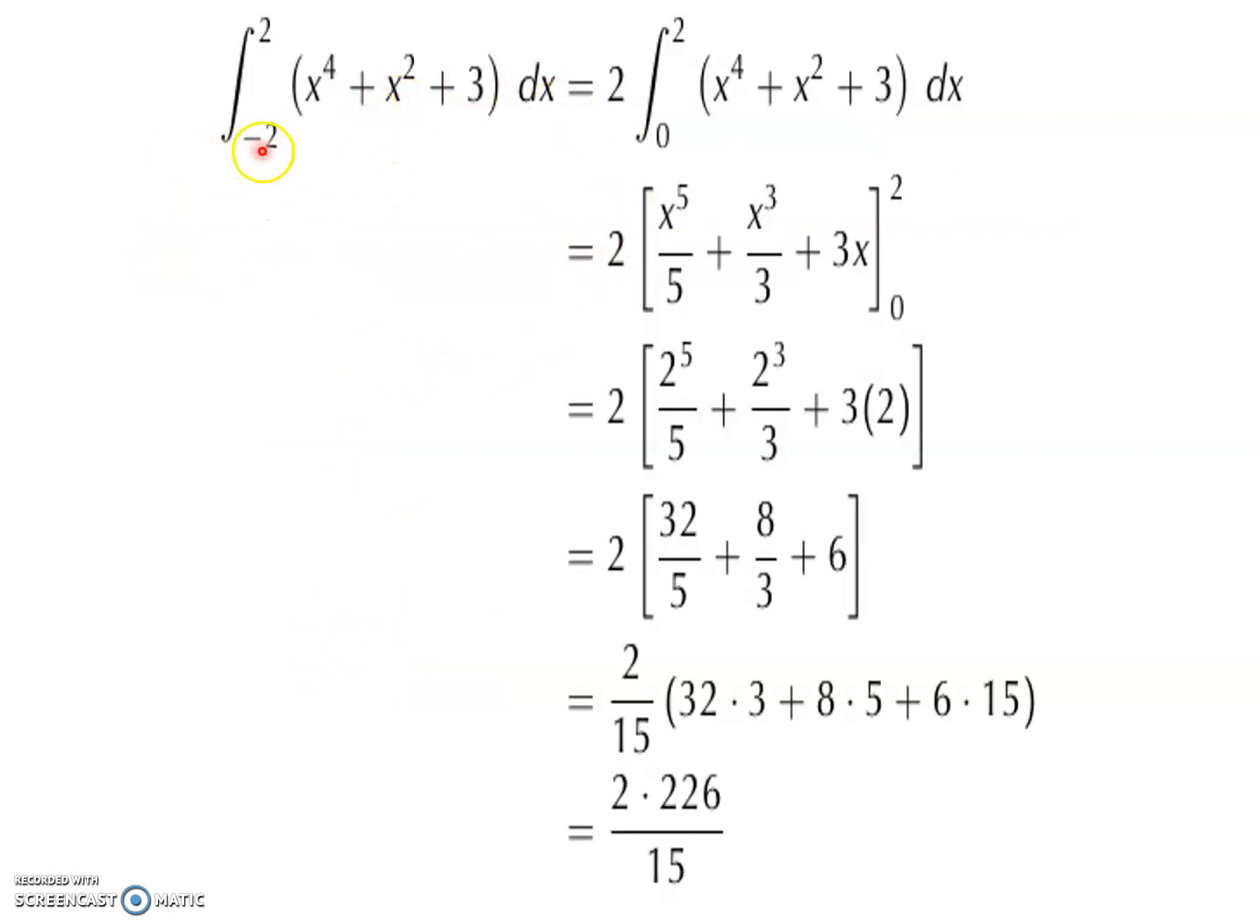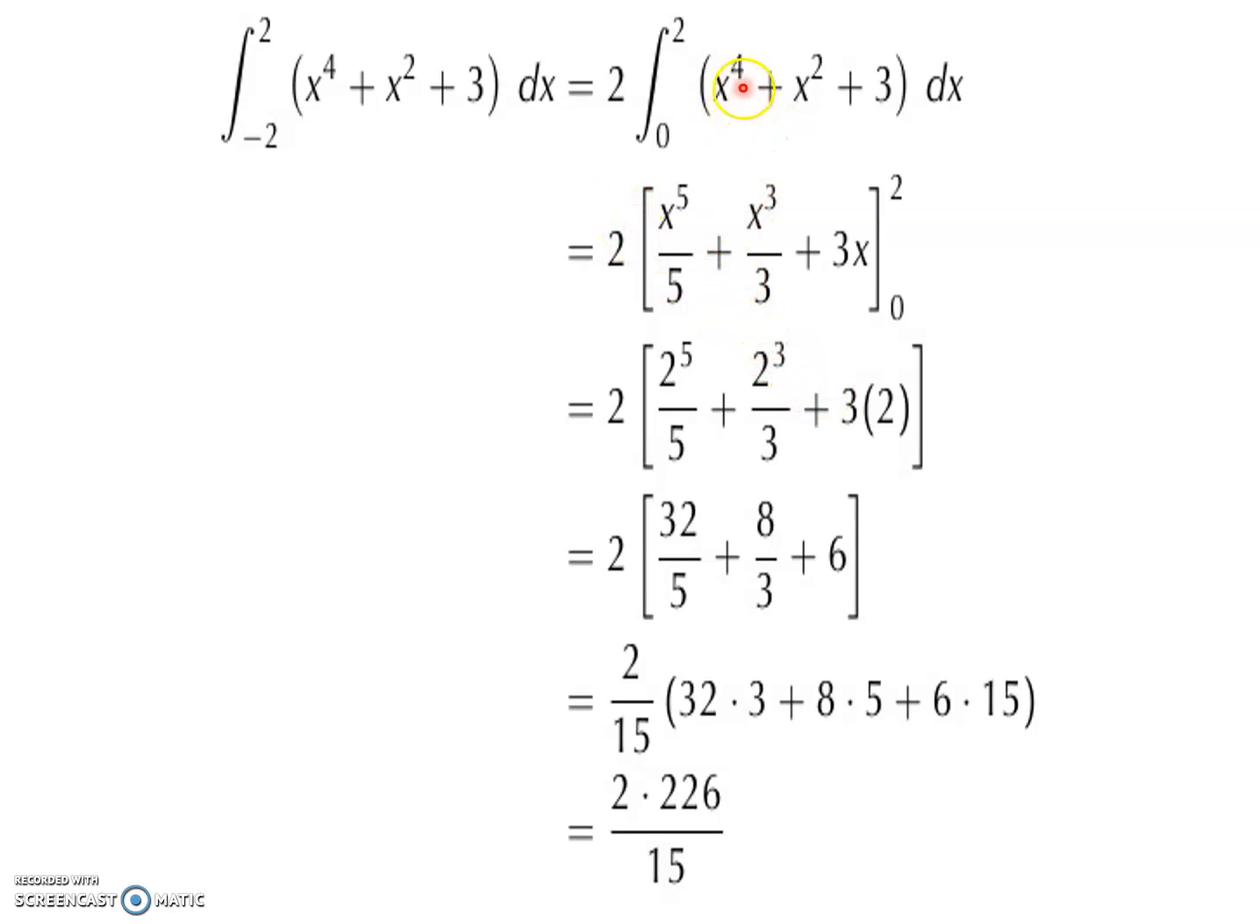Next example, minus 2 to 2. Lower limit is minus 2, upper limit is 2. The integral of x raised to 4 plus x square plus 3 dx is there. The 2 remains the same, 0 to 2, of x raised to 4 plus x square plus 3. Why do we have to take the 2 here? Because we have to take the constant term. How is it possible? Let us check.